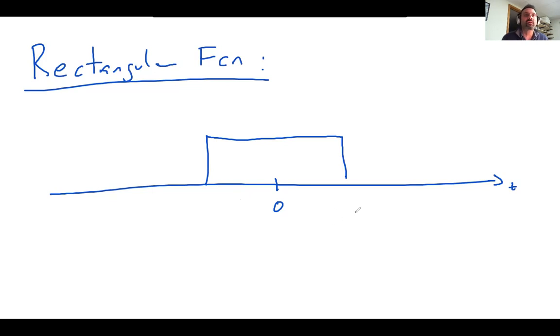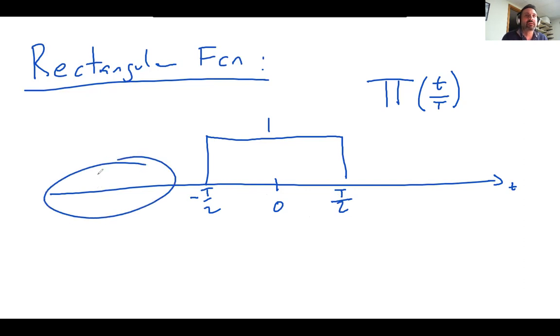And what's interesting with this rectangular pulse, we usually represent this in terms of the following. We represent it like the following. T over T. So from minus T over 2 to T over 2 has an amplitude value of 1. And everything else is zero, right?